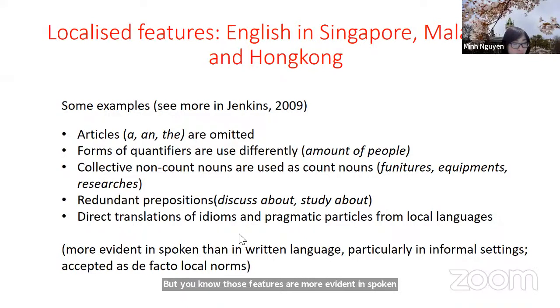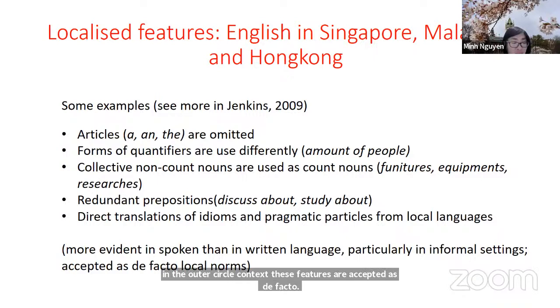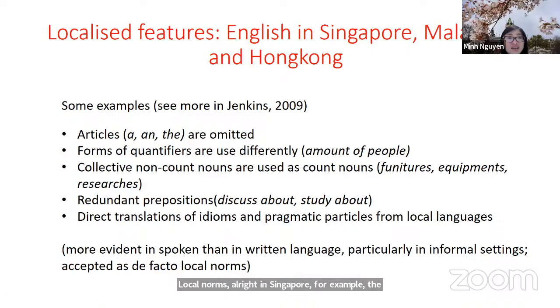Now, we should note that many of these localized features would be considered an error if we use them in an inner circle context. However, in the outer circle context, these features are accepted as de facto local norms. In Singapore, for example, the local variety of English is Singlish. I think you have heard of it.